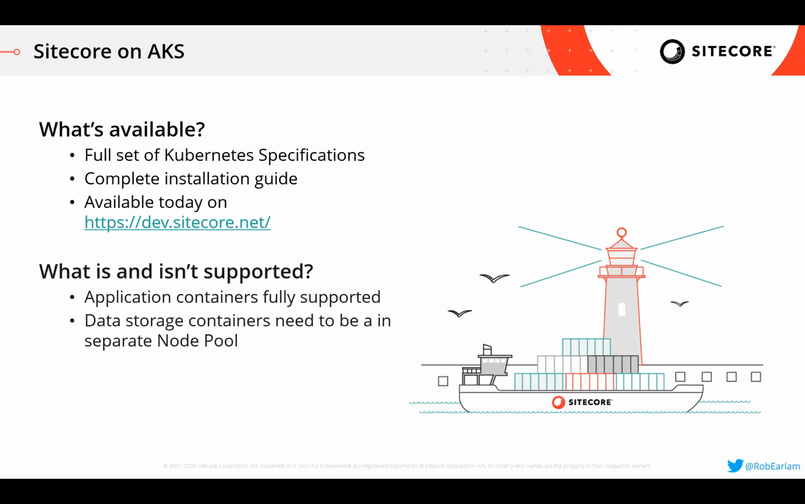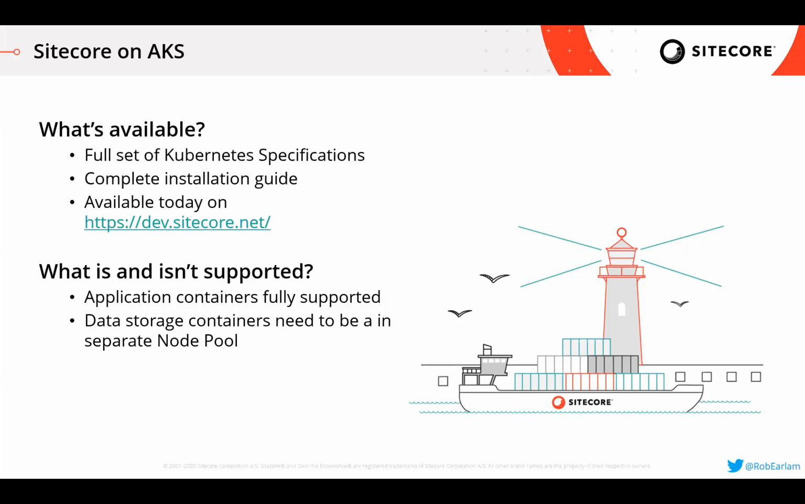Just quickly before that, I want to touch on what isn't supported. We have two different types of containers we've issued. We have the application containers, which are things like your CM, CD, identity server, XConnect instances, basically all the apps. They're fully supported. You can run those today on AKS and full support is provided for those. Where it gets a little different is around the data storage containers. We issued containers for SQL, Solr, and Redis. If you've looked at those already, you'll see they're in the non-production namespace. So those are not supported.